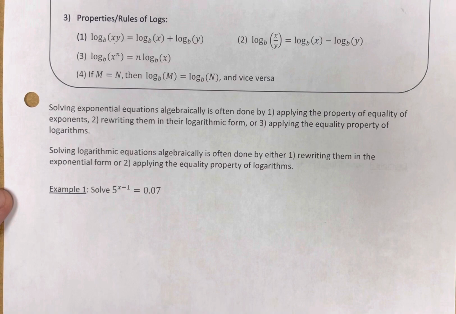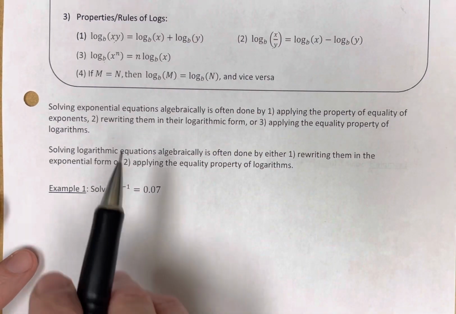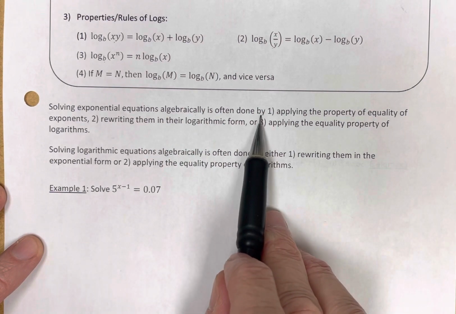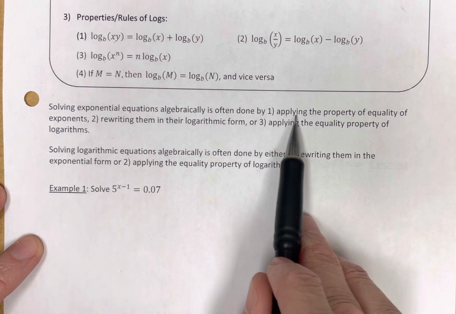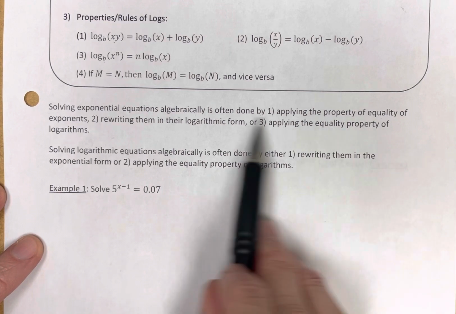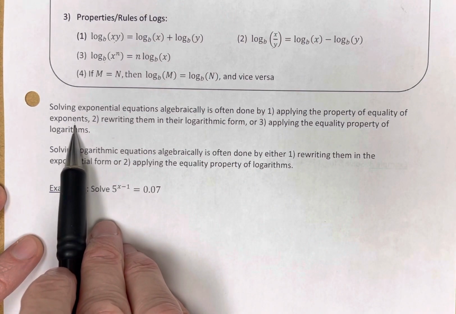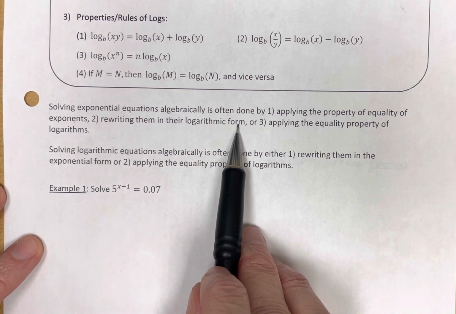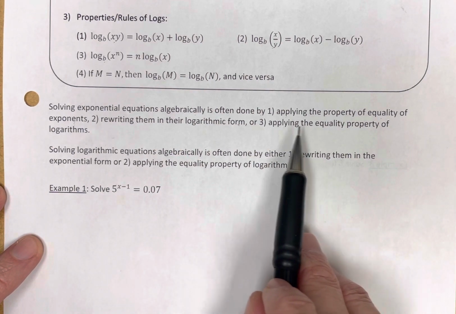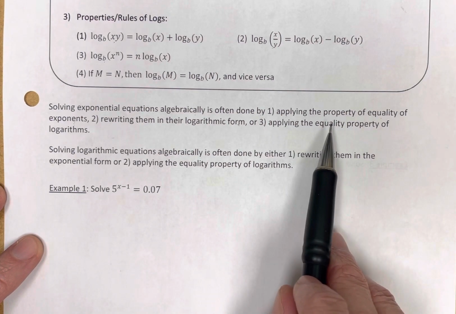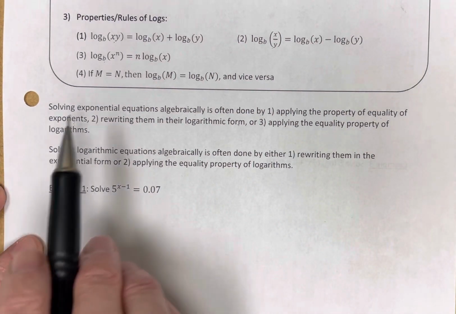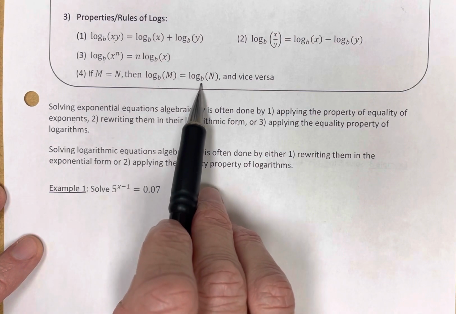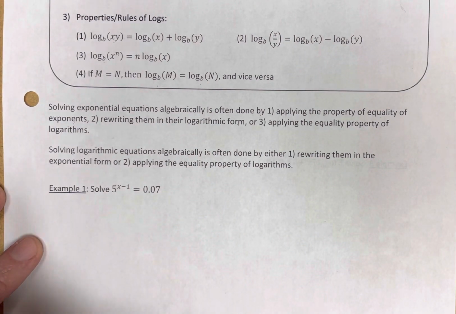In general, solving exponential equations algebraically is often done by 1, applying the property of equality of exponents. We'll do an example of that. 2, rewriting them in their logarithmic form. We'll do an example of that. Or 3, applying the equality property of logarithms. If m equals n, then the log base b of m equals log base b of n.